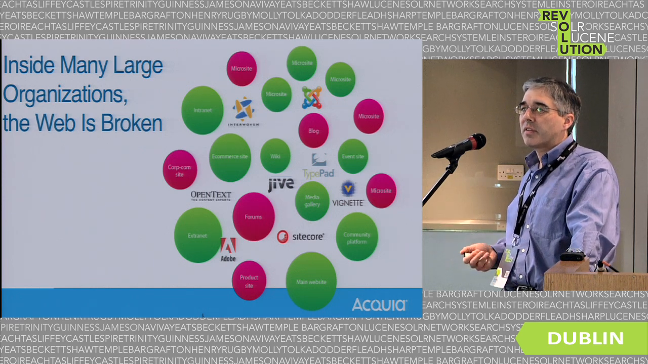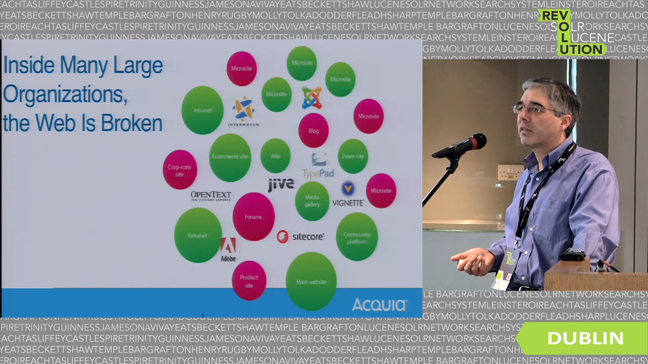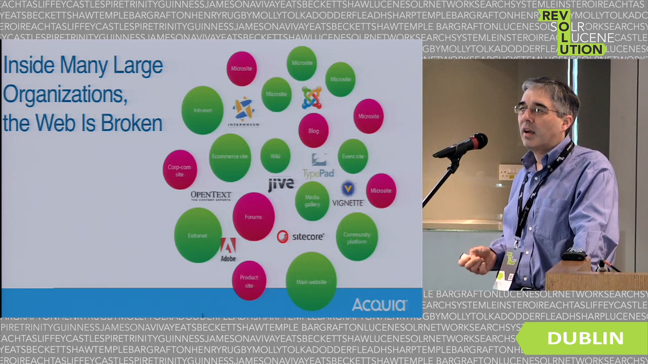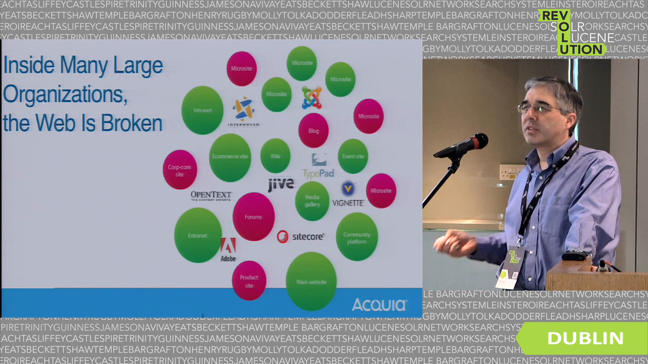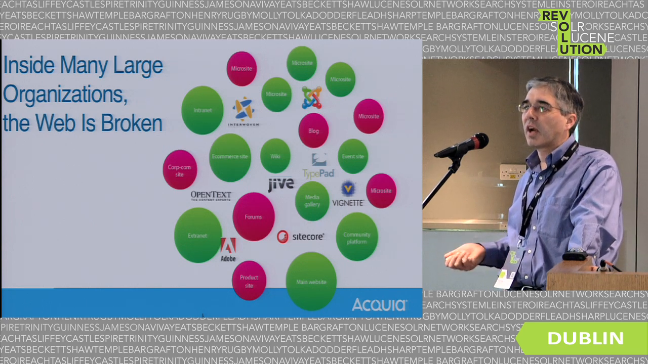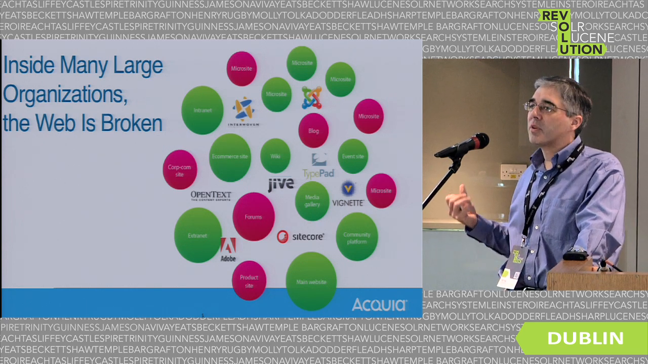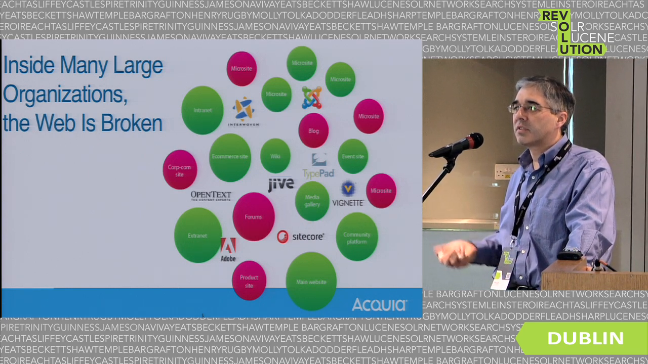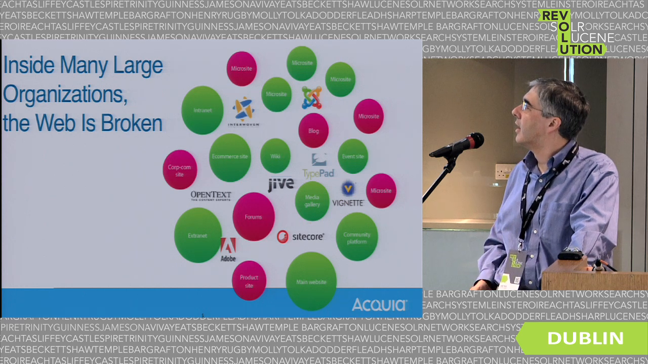So within the organization, they have a totally fractured experience. Their IT department can't help the individual marketing or other departments that have installed these different software products because they're so fractured. So really the web is broken for these organizations in the sense that they can't manage it in a sustainable way for their organization.